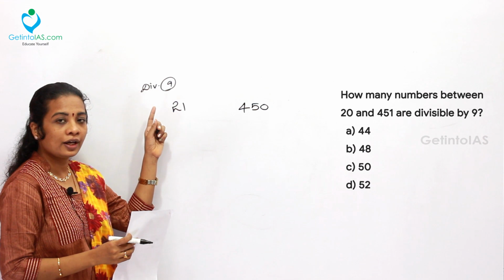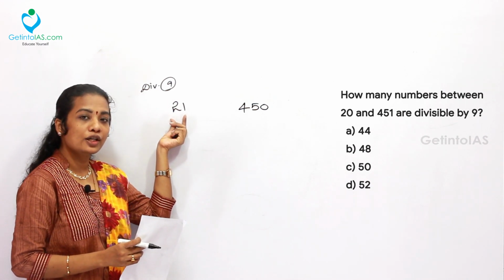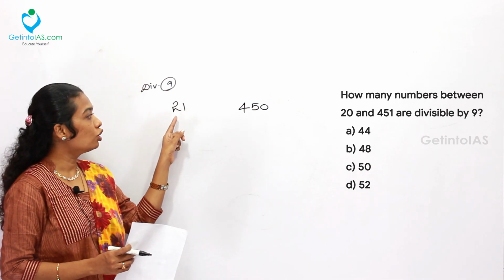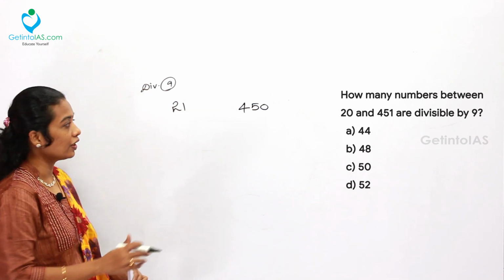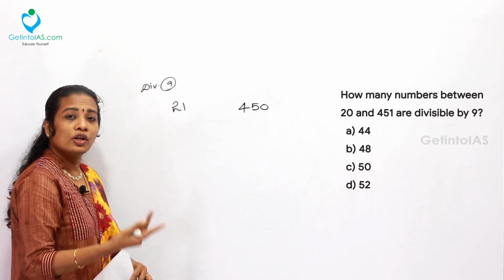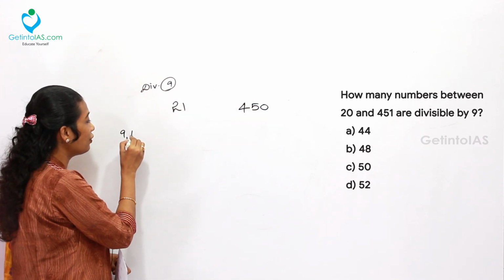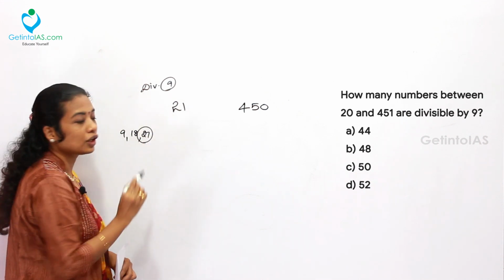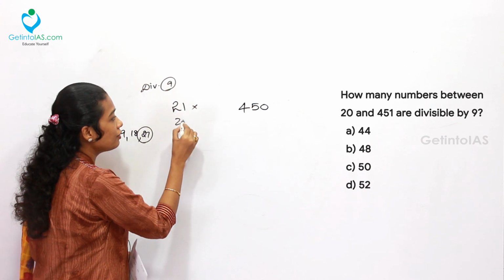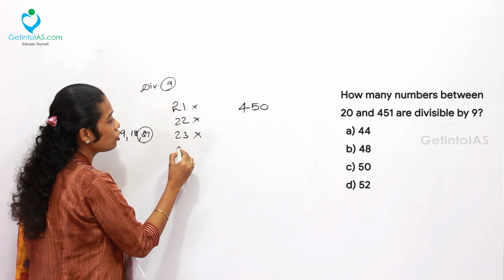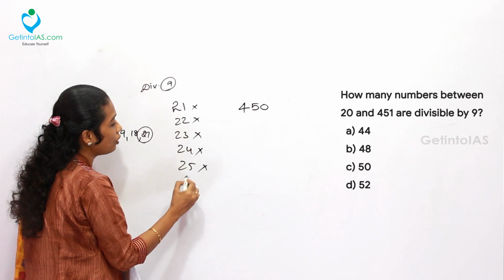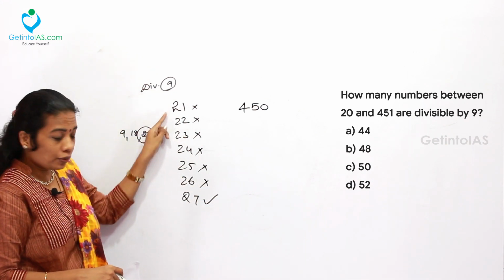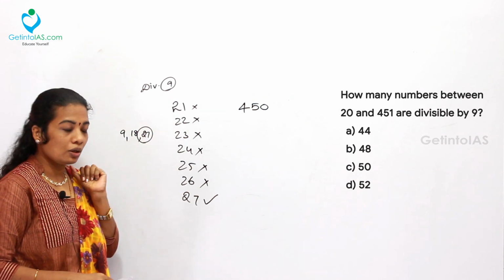What is the rule for the number 9? The sum of the digits must be a multiple of 9, then the number is said to be divisible by 9. So, here 21 is given, here 450 is given. 21 is a 2-digit number, right? Everyone knows 9, after the 2 times 9 is 18, after that 27 is the multiple of 9. So, 21 is not divisible, 22 is not, 23 is not, 24 is not, 25 is not, 26 is not, 27 is the number, and in the range after 21, 27 is the first number.